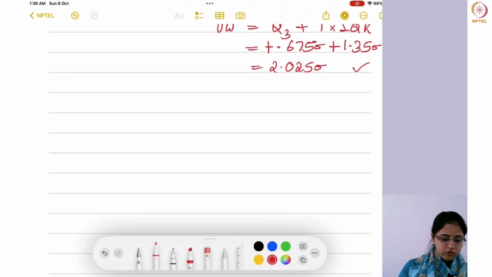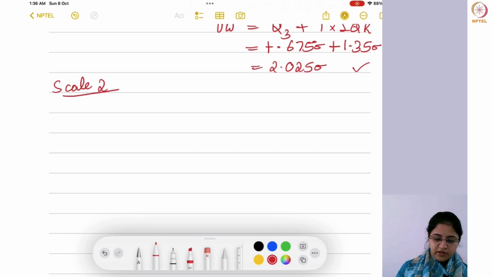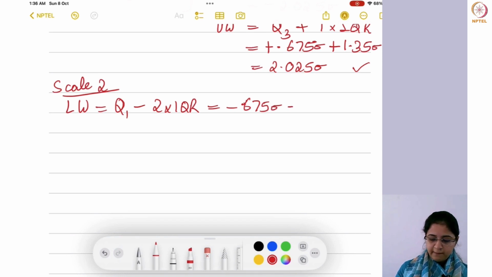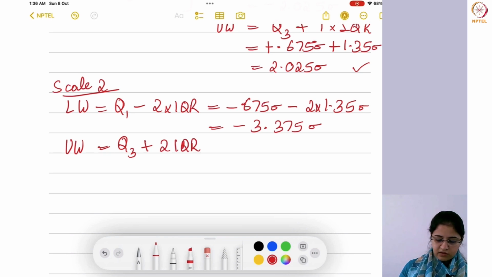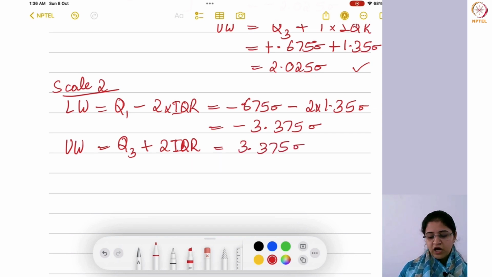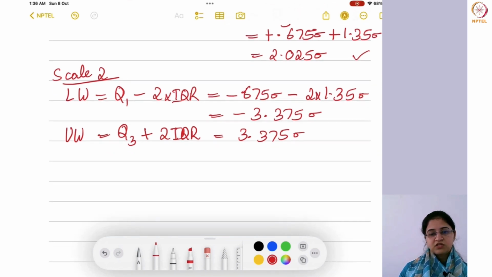So instead of scale 1, if you opt for scale 2, in that case, the lower whisker will again be Q1 minus 2 times IQR. Q1 is minus 0.675 sigma minus twice your Q3 minus Q1, which again is 1.35. If you solve this, it comes out to be minus 3.375 sigma. Likewise, the upper whisker will be Q3 plus twice IQR, which comes out as 3.375 sigma. Now again, this is going much beyond, and it is not following that 3 sigma limit.